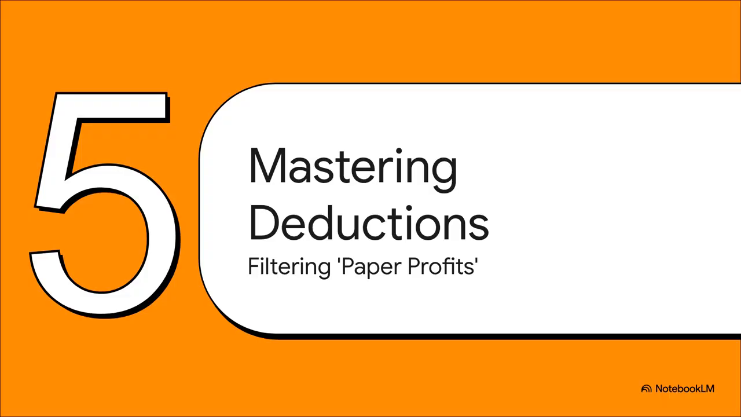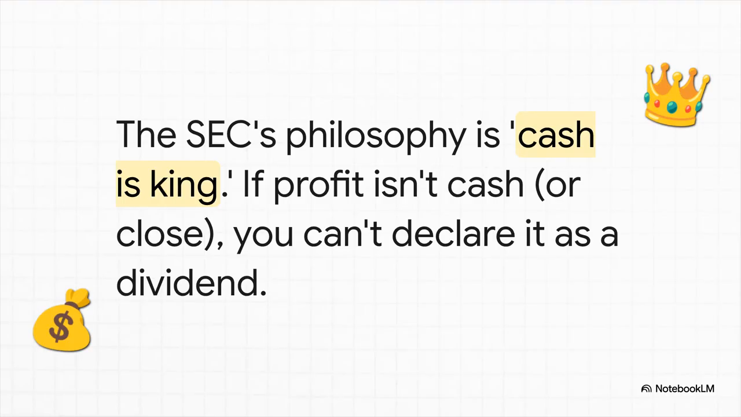Okay, let's zoom in on that second step, deducting unrealized income. This is where the exam questions get tricky, and it's where a lot of people lose points. So let's break down the key items you absolutely must know how to filter out. To really ace this, you need to think like the SEC. And their philosophy is simple: cash is king. The whole point of this reconciliation is to get rid of what we call paper profits. If the company hasn't actually received the cash or isn't certain to receive it, you just can't pay it out, period.